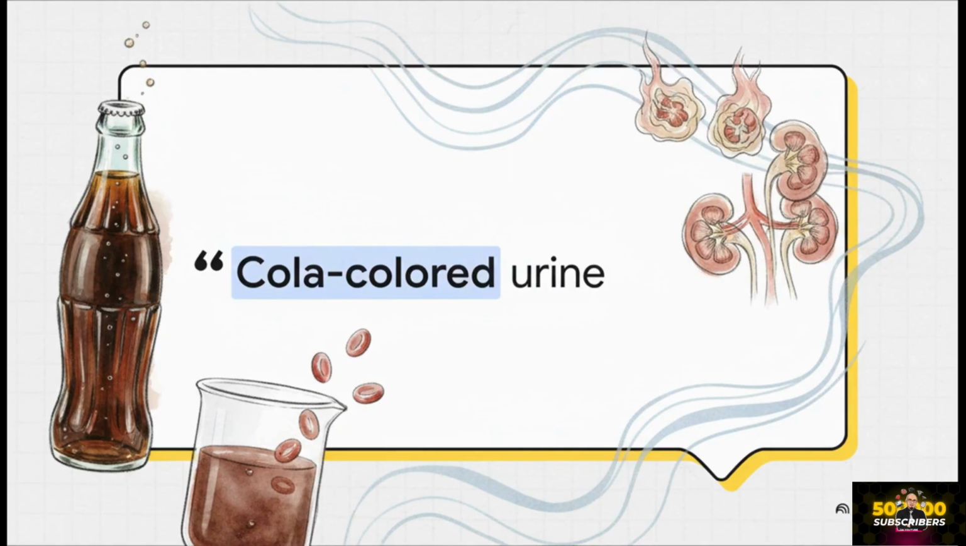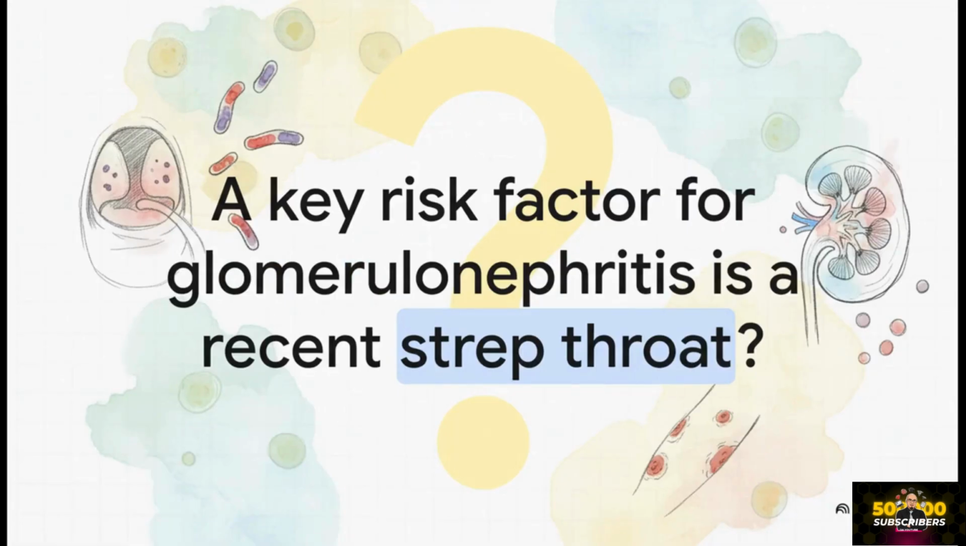It's the classic description for a reason. All those red blood cells leaking through the damaged filters stay in the urine this dark brownish color. It's a sign you won't forget. So this sets up the perfect test question, doesn't it? A key risk factor for acute glomerulonephritis is a recent history of, you got it, a streptococcal infection. So if a patient tells you they had a really bad sore throat about 10 days ago, your alarm bells for glomerulonephritis should be ringing.